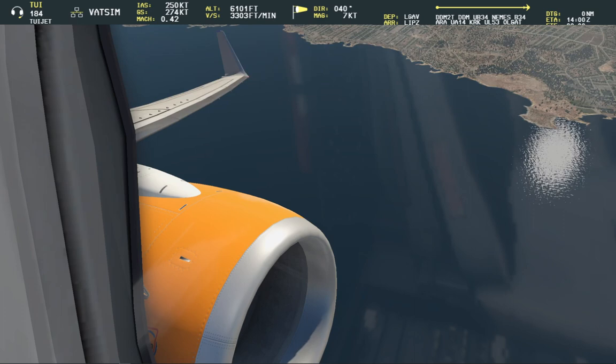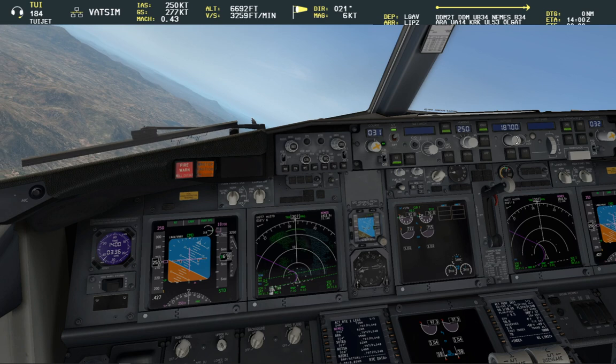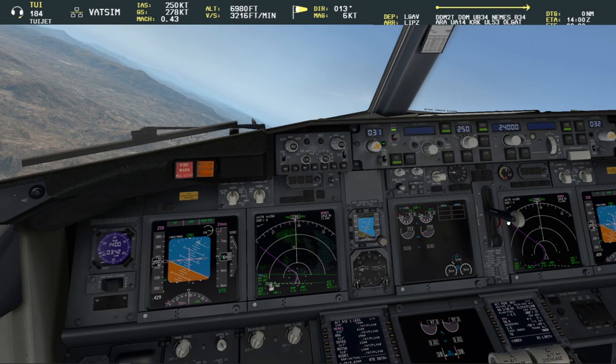Continue climb flight level 240. Climb level 240 to EJET 184. Level 240 set. So let's do some after takeoff items. Steiner 12 Bravo for higher contact Macedonia Center frequency 132.37.